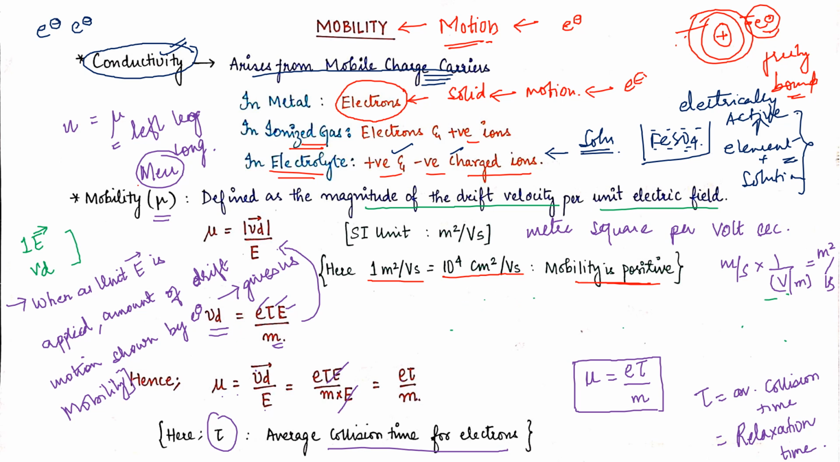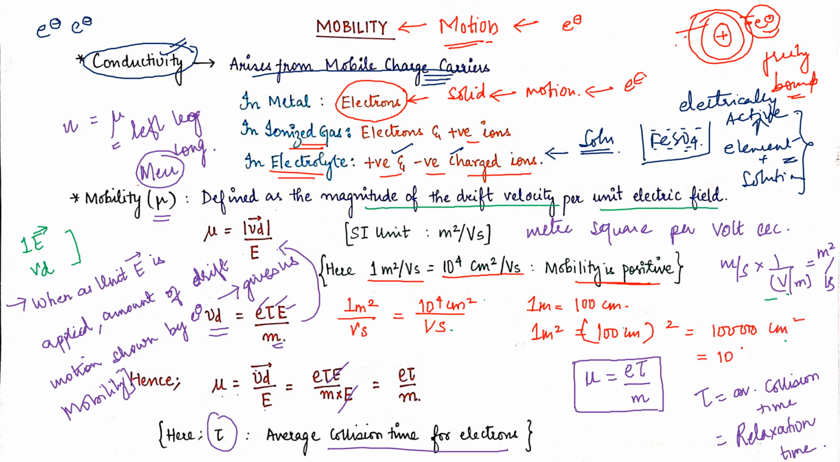Now see over here how this is defined. 1 meter square per volt second equals 10 to the power 4 centimeter square per volt second. How does this come? 1 meter equals how many centimeters? 100 centimeters. Then 1 meter square will be 100 centimeters the whole square, which gives us 10 to the power 4 centimeter square. That is how we are getting this particular relation.